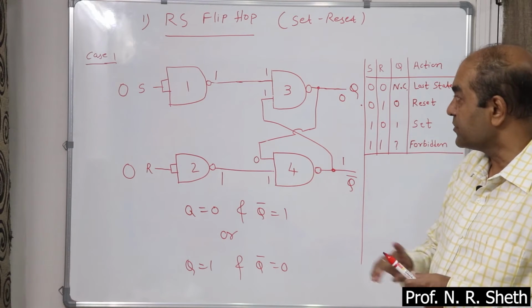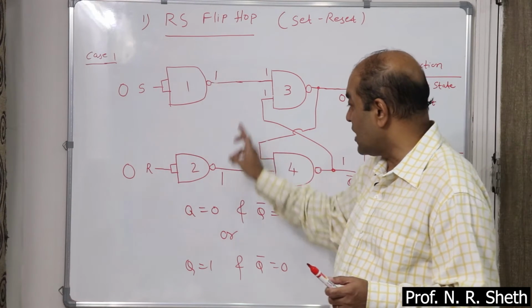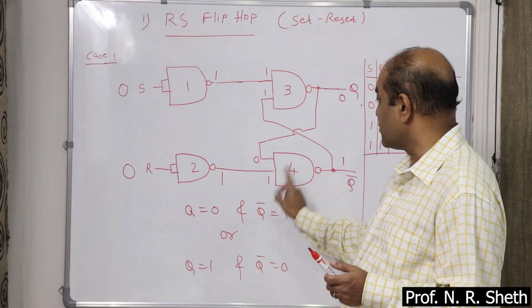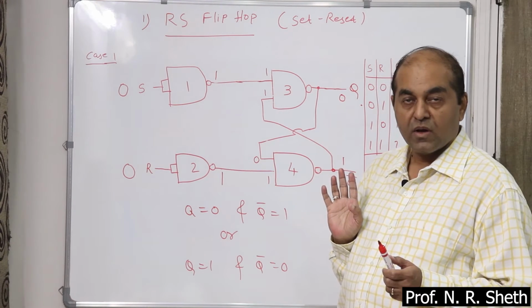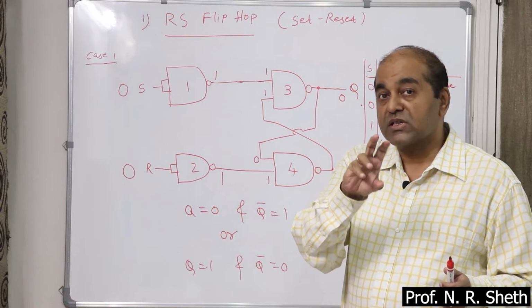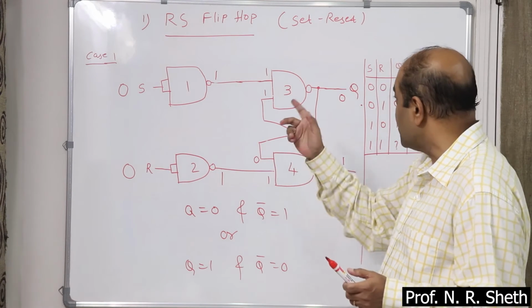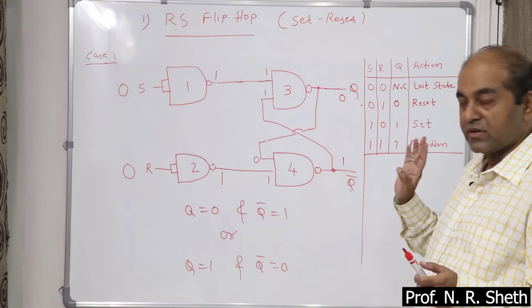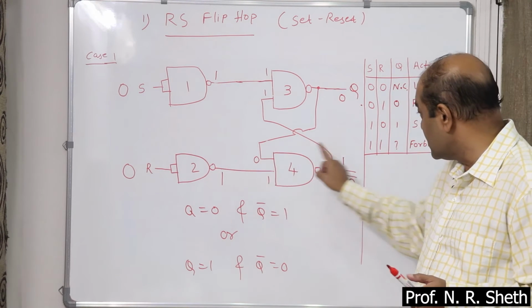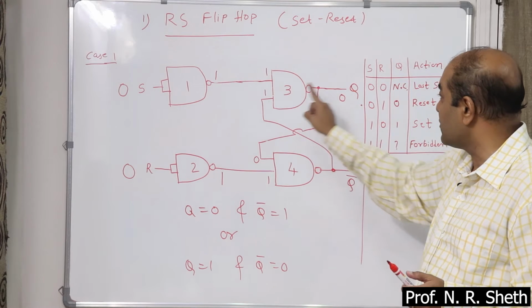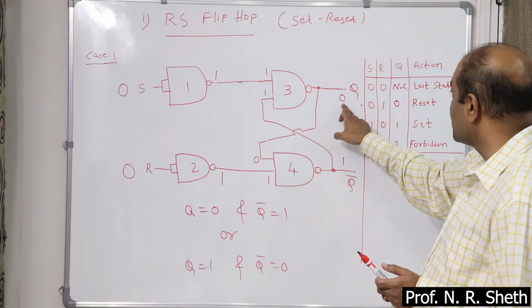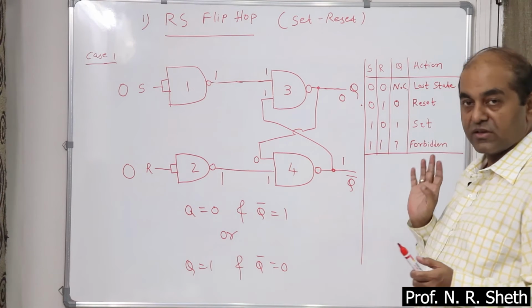Clear? Again, if it is 0, 0, output is 1. So this input is 1, this input is 1, and everything depends on the second input. Suppose in the previous case we assume that Q is 0, Q bar is 1. So 0 comes here, 1 comes here. So 1, 1 becomes 0, and 0, 1 becomes 1. So Q remains 0, meaning no change.